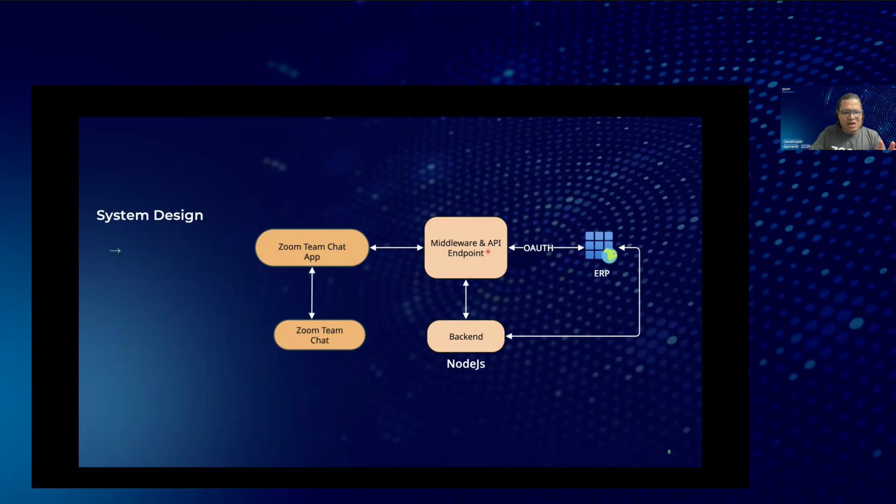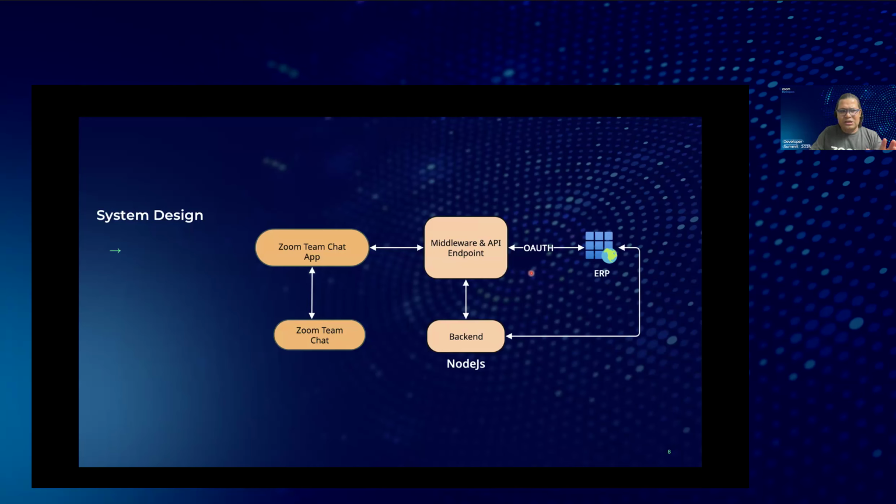And behind the scenes, all the requests from this chat go to the middleware and the API endpoint. This is a critical layer that handles authentication and request processing. Then the middleware communicates with the backend, which is built on Node.js. The backend performs the heavy lifting, connecting to the ERP, handling business logic, and formatting data responses.